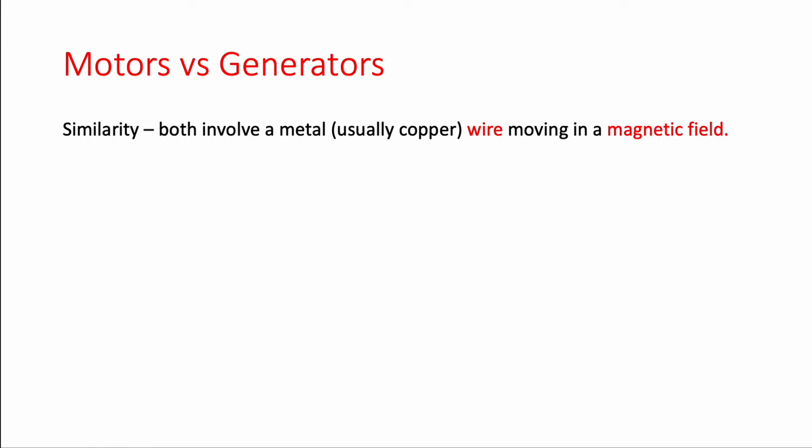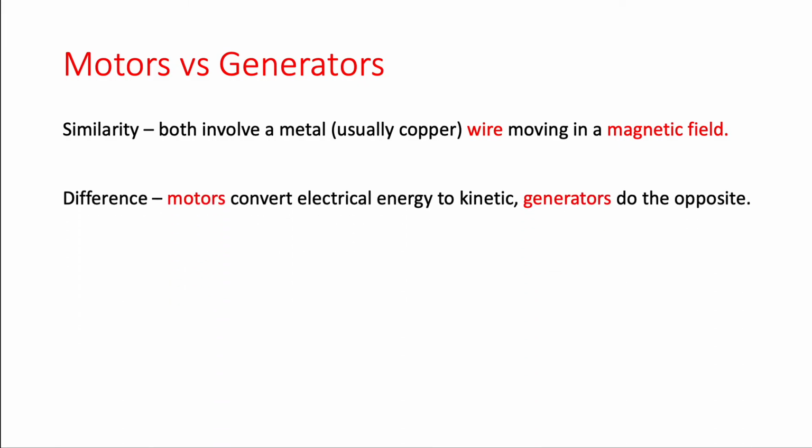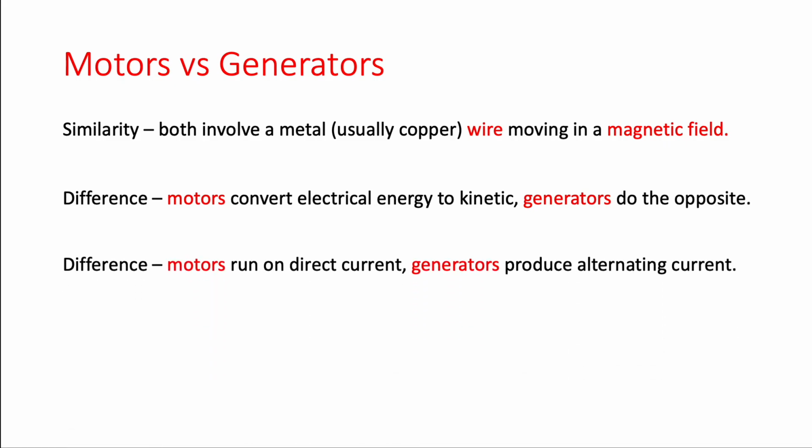You're more likely to be asked about the differences. So let's have a look at those. One, okay, motors take electrical energy in and convert it to kinetic, whereas generators do the opposite. So if you're looking at a question about energy conversions, you might want to think about that. Another difference. Motors take in direct current. You noticed in our picture of the motor, we had a battery with direct current, whereas generators, they will produce alternating current. So not only are they different in terms of energy conversions, they're different in terms of the types of electricity we are involved in. In one case, we're putting in some direct current, and the other, we're getting out some alternating current.